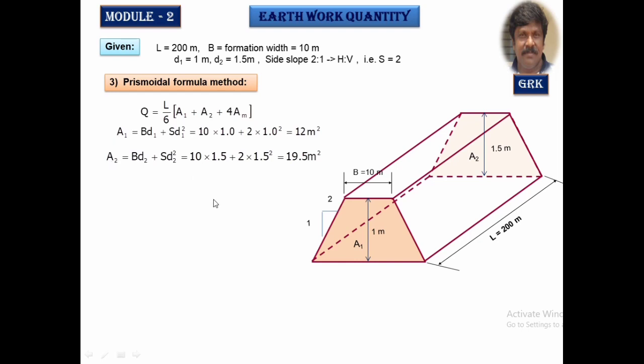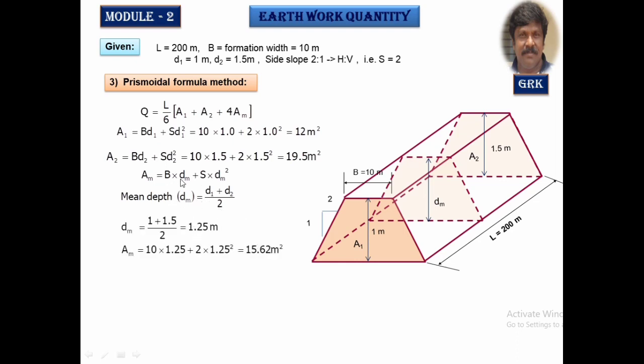It is to be calculated by the mid-sectional area method, that is we have to take the mean depth DM, which is equal to D1 plus D2 by 2, the mean depth of that. For this mean depth, you find out the mean area, then substitute in this formula, get the final quantity. It is 3133.33 meter cube.